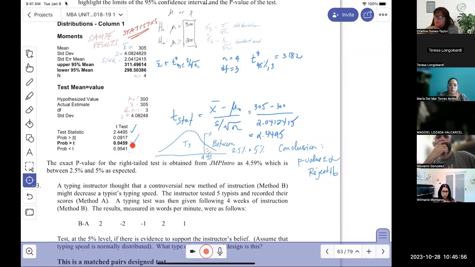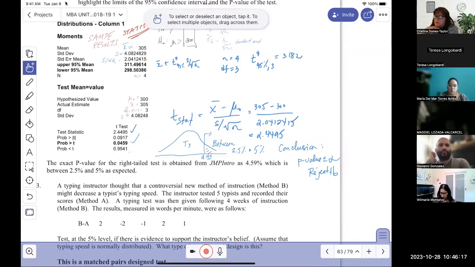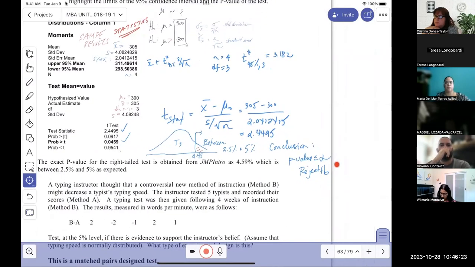Notice that the two-tailed test will have a different conclusion than the one-sided test. So it's important that you know what you're interested in. The two-tailed test will fail to reject. So remember, no matter what test, no matter if it's left or right, one-tailed or two-tailed, the conclusion is always the same. We always use the same concluding statement.